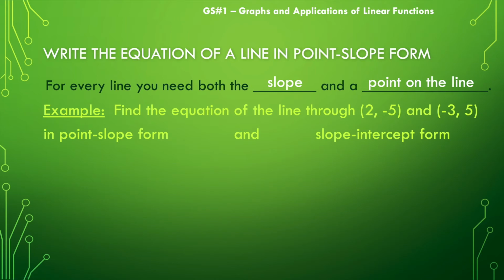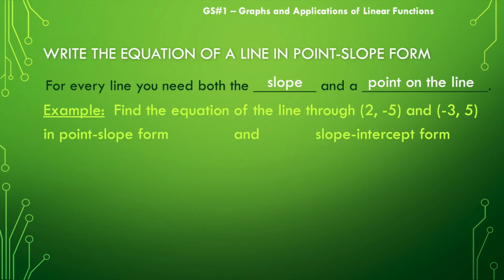Okay, let's look at this example. Find the equation of the line through the points 2, negative 5, and negative 3, 5. So we're going to look at finding it in point-slope form and also in slope-intercept form. What are we given? We're given a couple of points here, but we are not given the slope. But we just developed that skill, right? We know how to find the slope of a line when we have 2 points.